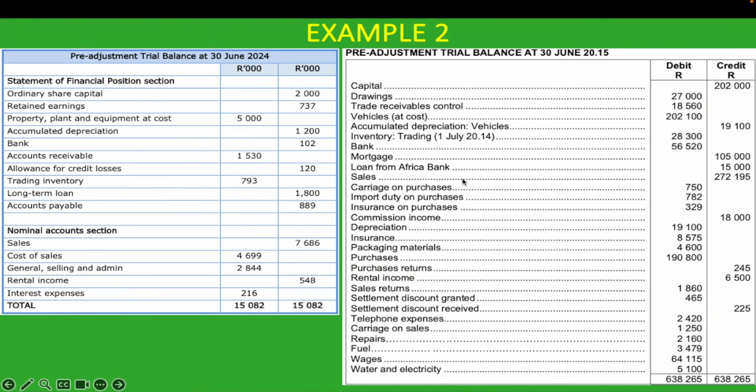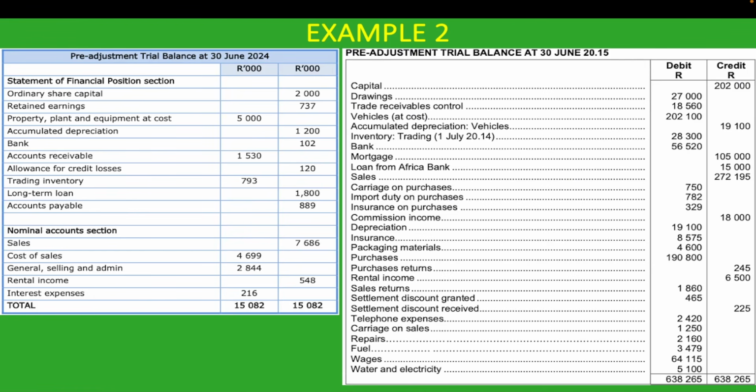But look at the one on the right. Of course, they didn't divide it between the balance sheet account section and the nominal account section. However, we can still find either cost of sales or purchases. And if you look around, you will see down here, we've got purchases, okay? The fact that they've given us purchases tells us that they have not been accounting for their inventory and cost of sales continuously. That means they're using the periodic inventory system. With that being said, we have to calculate our cost of sales manually. Okay, that's what you'll have to do in this case.